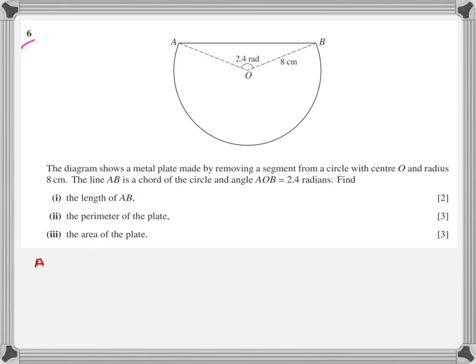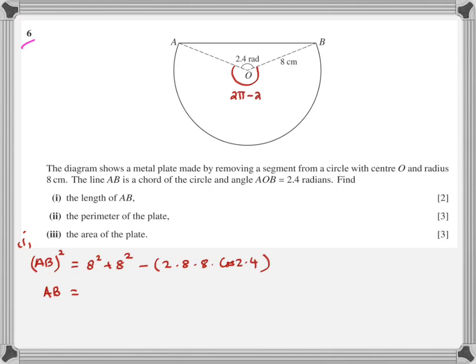So now coming back to this, what is a chord? A chord is a line that connects 2 points on the circumference of a circle. An angle is given and radius is given. What is the first thing? The length of AB. That's a simple application of cosine rule. We just talked about it. Make sure calculator is in radian mode, angle is in radians.